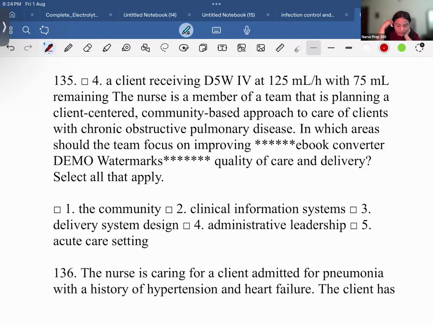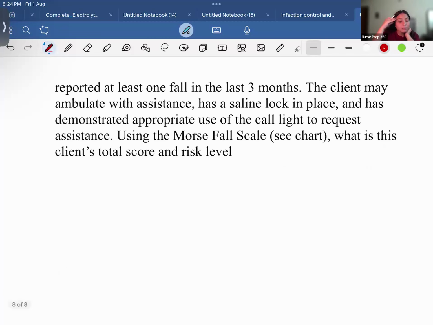The nurse is caring for a client admitted for pneumonia with a history of hypertension and heart failure. The client has reported at least one fall in the last 3 months. The client may ambulate with assistance and has a saline lock in place, and has demonstrated inappropriate use of the call light to request assistance. Using Morse.